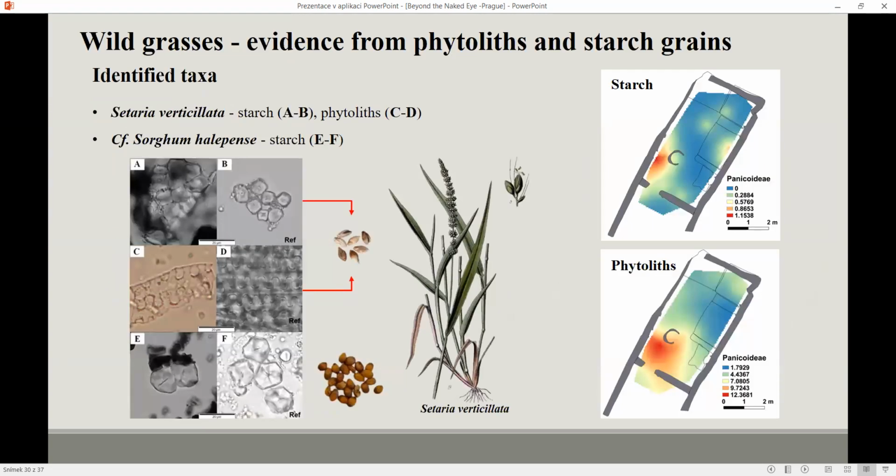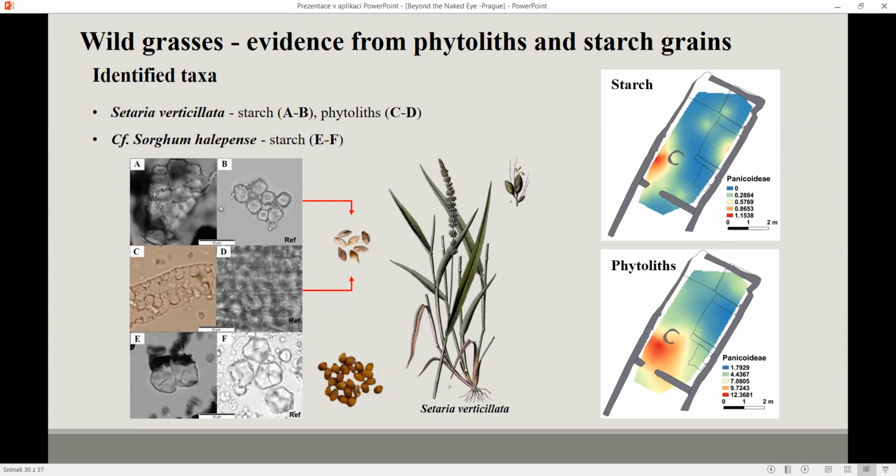And again, talking about the presence of wild plants, thanks to the combined information from phytoliths and starch grains, we were able to refine the identification of some of the wild grasses. For example, some of the starch grains, specifically two typologies, we were able to classify into Setaria reticulata and Sorghum halepense, where we can see they're very similar.